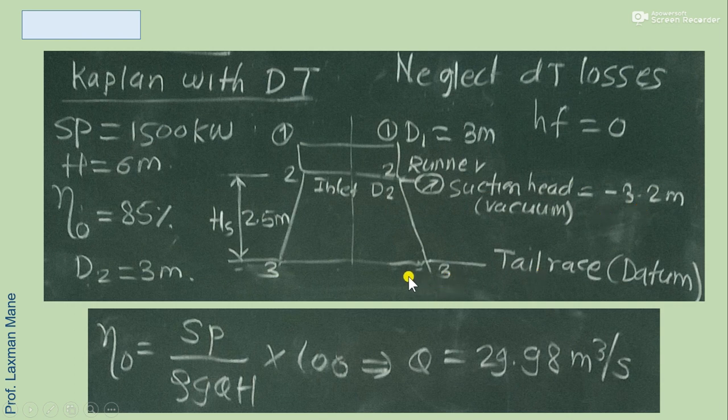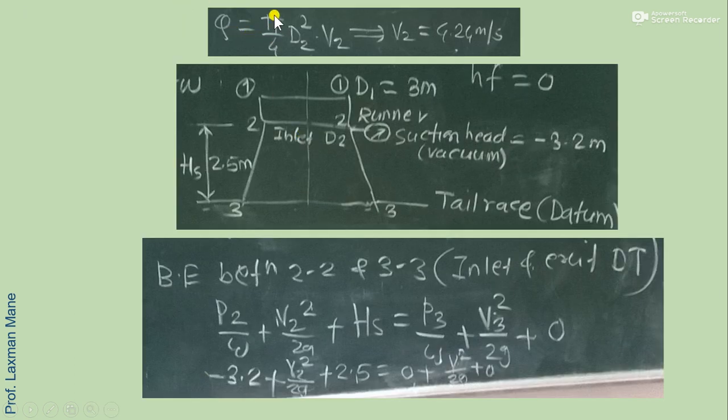Means in this case atmospheric pressure at point 3 will be 0. So first of all, overall efficiency is equal to shaft power upon rho g QH. Here the shaft power in kilowatt we take in watt, putting the value of H, g, we get the Q value, discharge. So from the discharge, by using pi by 4 d2 square into V2, where d2 value is known and Q is calculated, we get the V2 value. Now this V2 value we use for the further calculation.